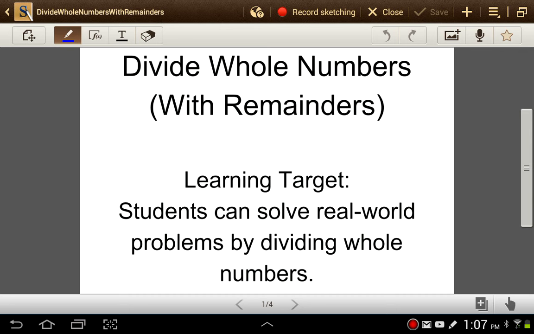number answer. Okay, so make sure you write down the title, Divide Whole Numbers with Remainders, and then write down your learning target, which is Students Can Solve Real-World Problems by Dividing Whole Numbers. Okay, if you need to pause, go ahead. Otherwise, I'm going to move on to the examples.